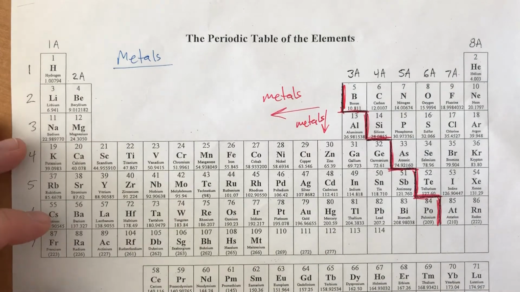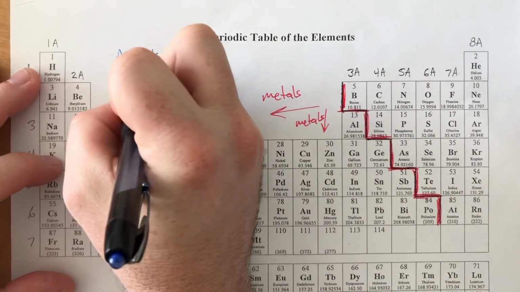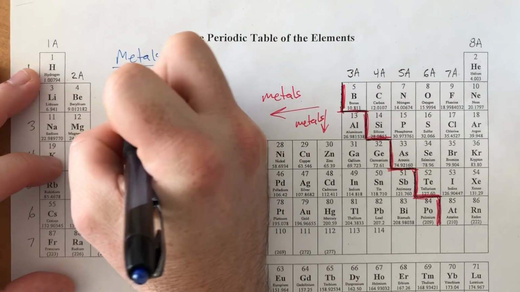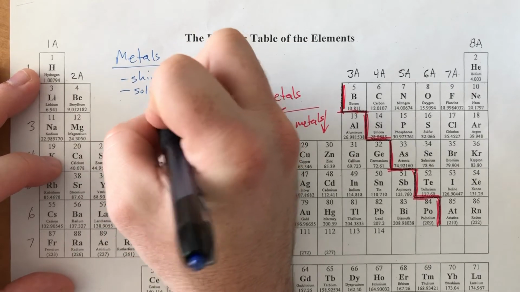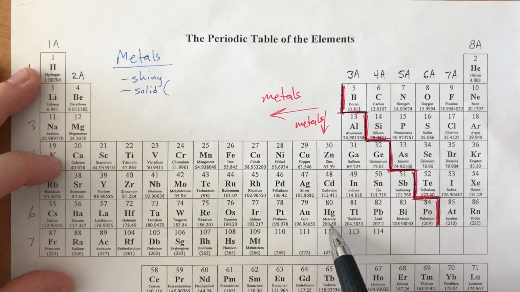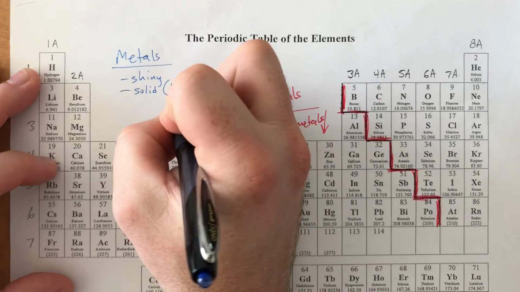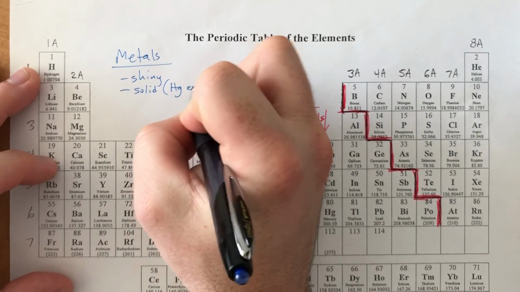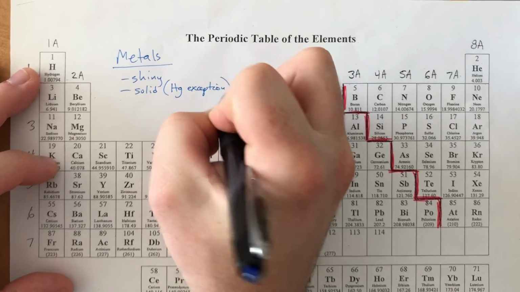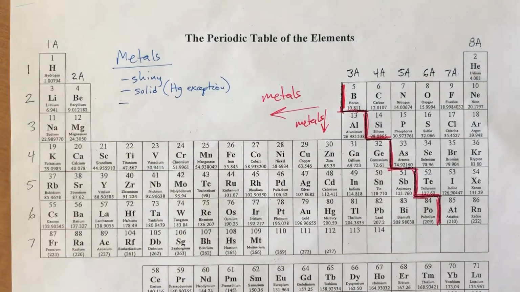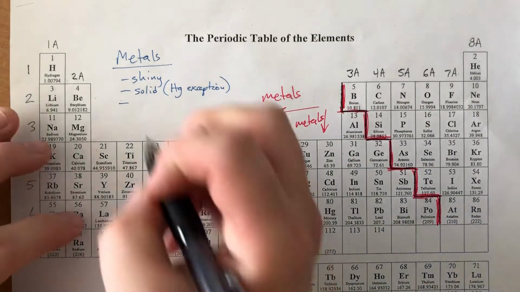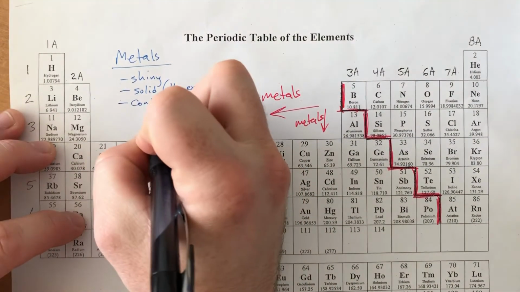So metals, they tend to be shiny. They tend to be solids. Mercury is the only exception in that category. So mercury is an exception. Okay, they tend to conduct heat. They conduct electricity.